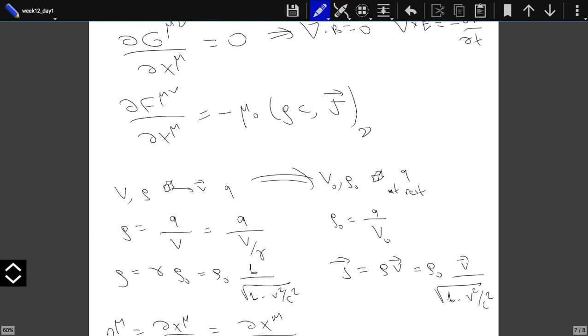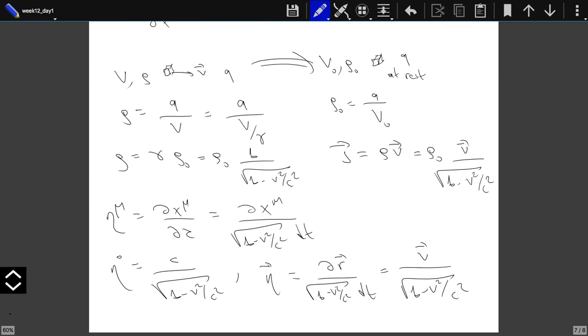Now, here our argument was the Lorentz contraction, so the volume in one reference frame was different than the volume in the other reference frame. But this argument kind of breaks down if you think about point charges. The point charges do not have a volume.